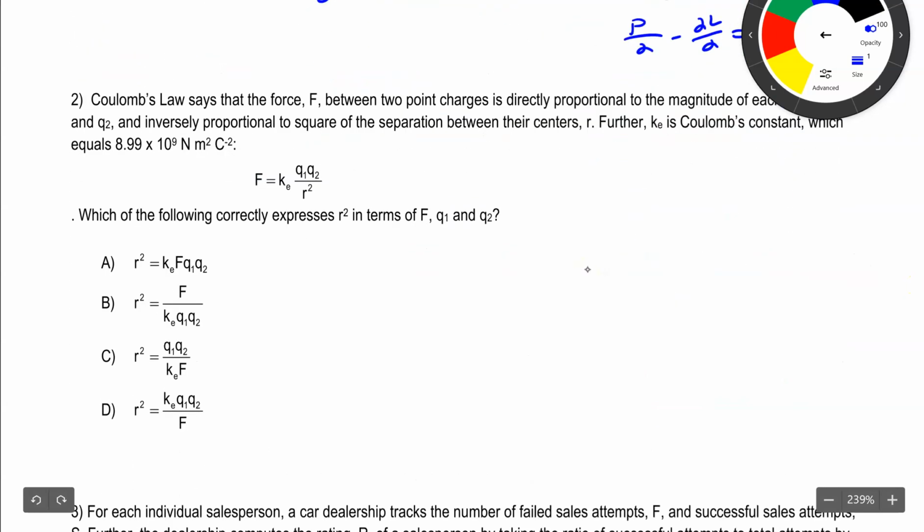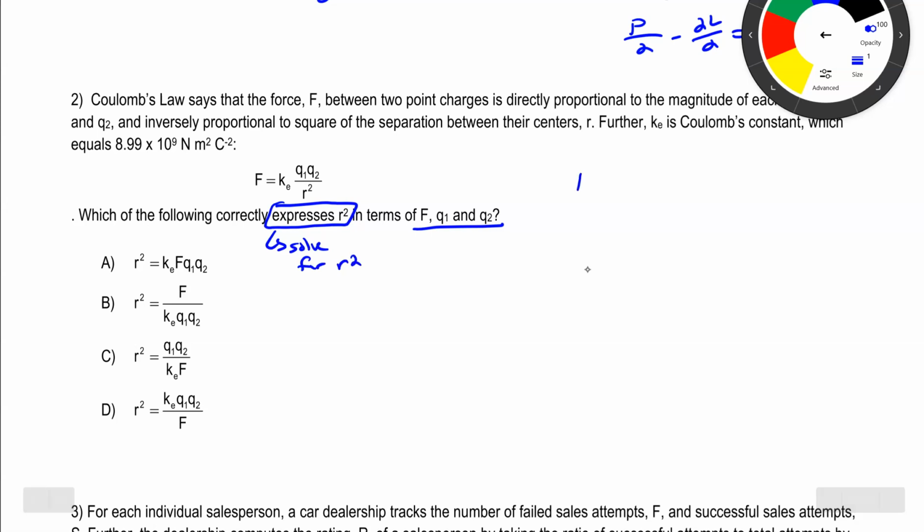Okay, number 2, again, long-winded problem. It talks about Coulomb's law, scientific notation, all this crazy stuff going on. But in the end, all we're doing is writing an expression for r squared in terms of the other variables. So basically, solve for r squared.